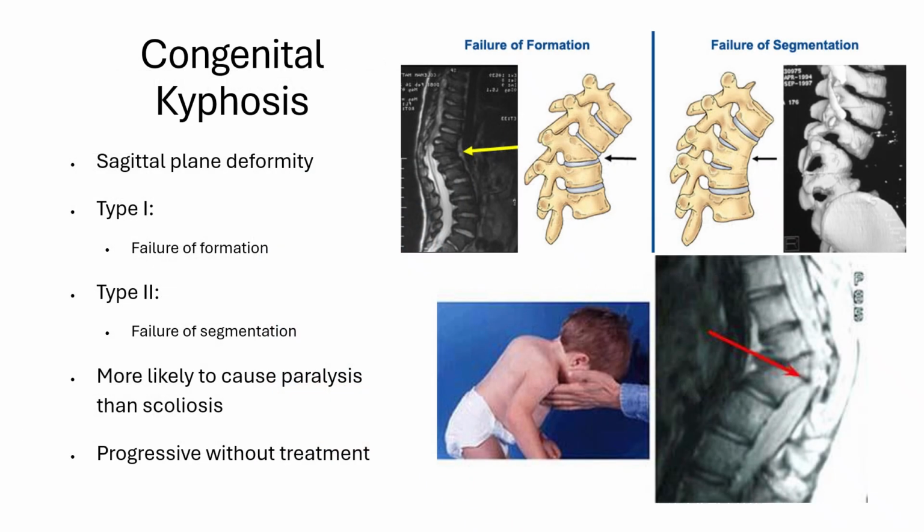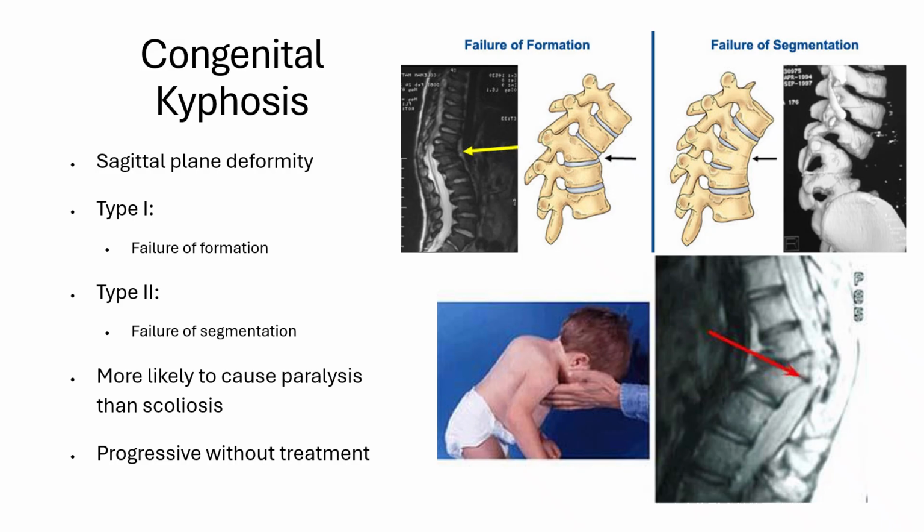Congenital kyphosis represents a sagittal plane deformity that creates abnormal forward curvature of the spine, fundamentally different from the lateral curvature we see in scoliosis. To understand why this condition proves so concerning, think about normal spinal alignment in the sagittal plane. We have natural curves that balance each other to maintain upright posture. When congenital abnormalities disrupt this balance, they create progressive deformity that can have devastating consequences.